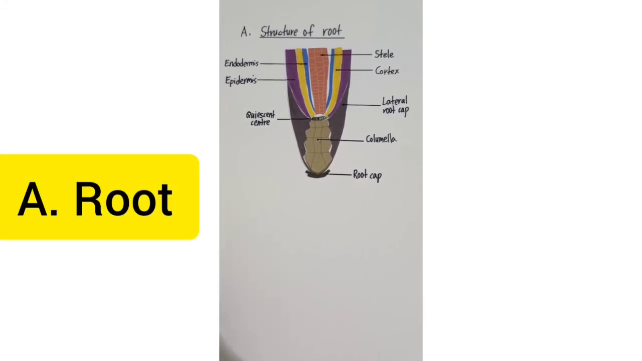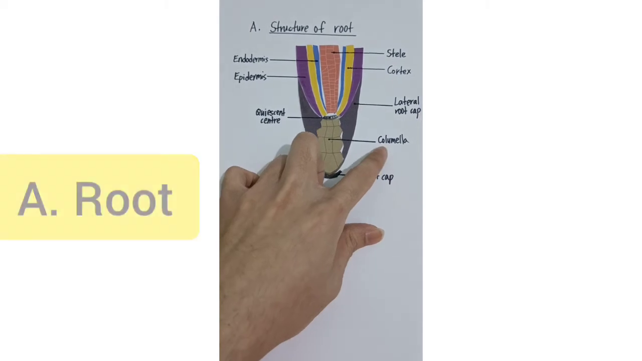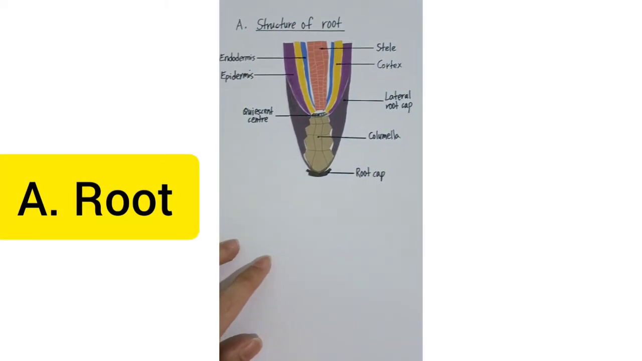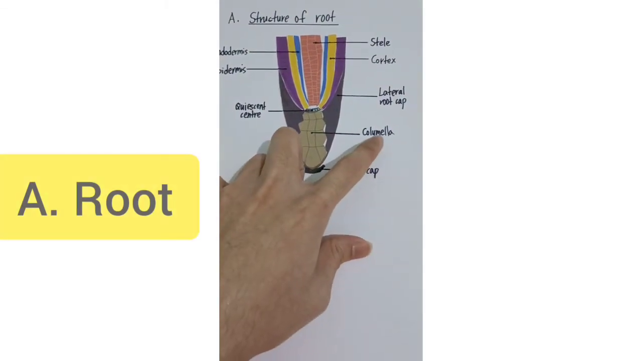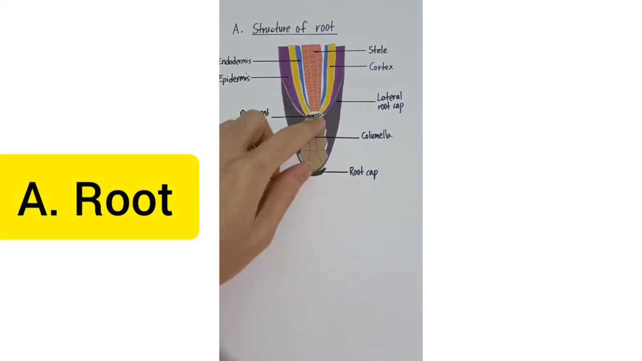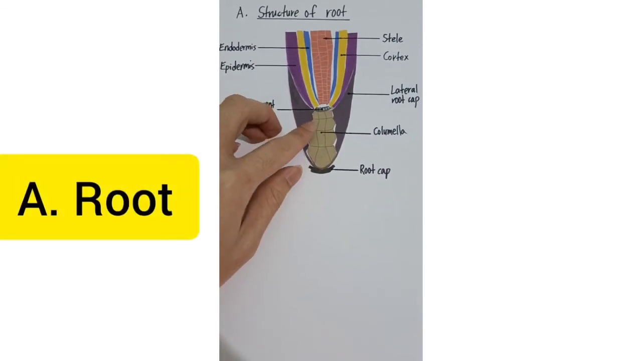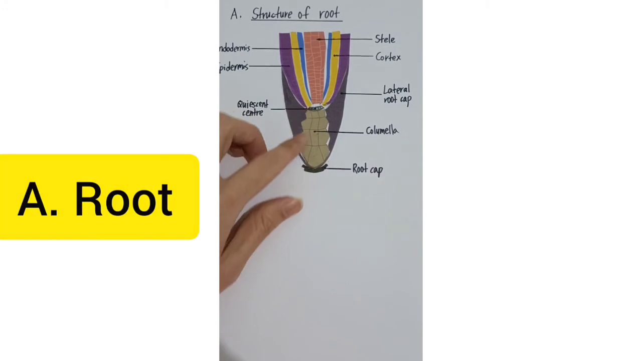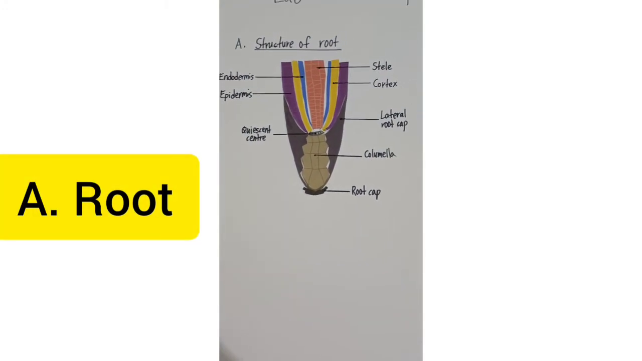Lastly, it's about columella. Columella is a terminal root tissue with simple tissue organization that can be found in most of the plants, which you can see here represented by the light brown color. So this is basically the structure of the root.